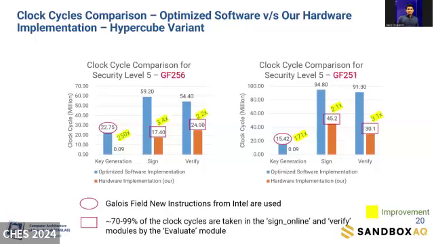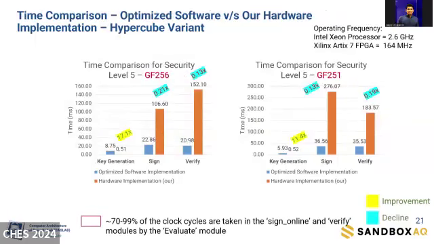Out of all the clock cycles taken for both signature generation and verification, in terms of hardware, 70 to 99% of clock cycles are taken by the evaluate module. When it comes to the time comparison, things change. The keygen is still 11 to 17 times faster, but sign and verify are slower.